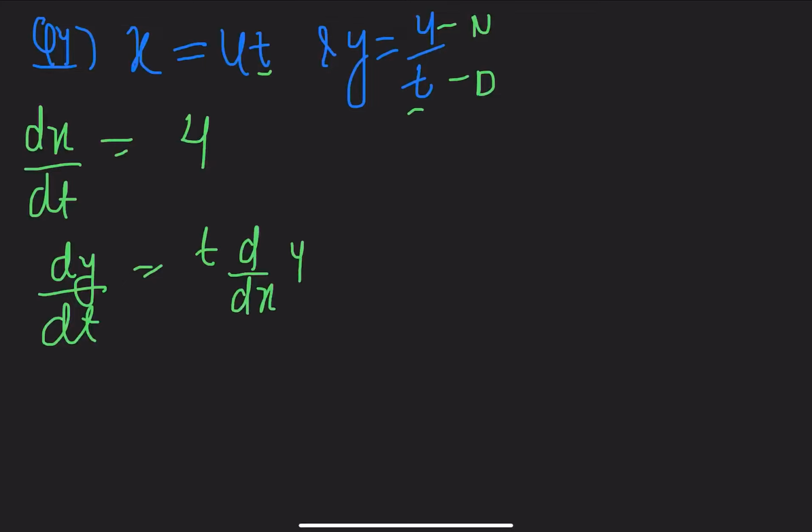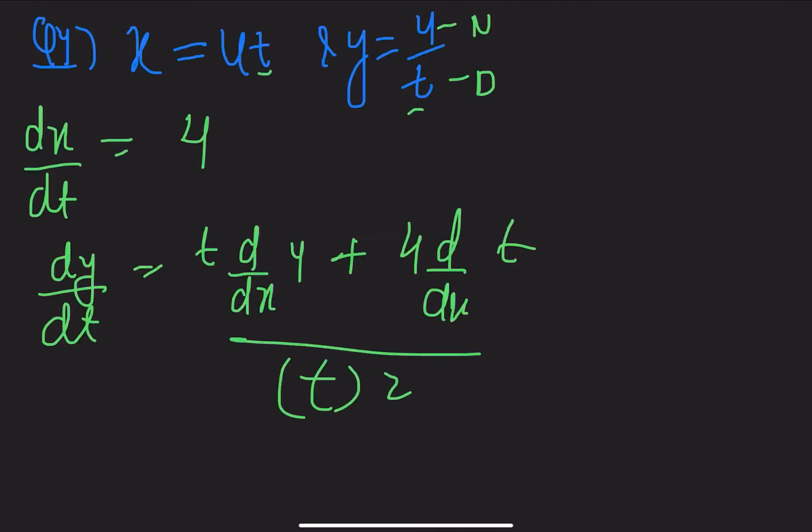This is the quotient rule. Again, this formula is from class 11, but I have also discussed it in detail in the quotient rule video and also the formula list video. You can watch them in the playlist. They are the first two videos in the playlist of differentiation. Minus the first function, which is 4, into the derivative of the second function, which is t, upon the second function whole square. This is the formula.